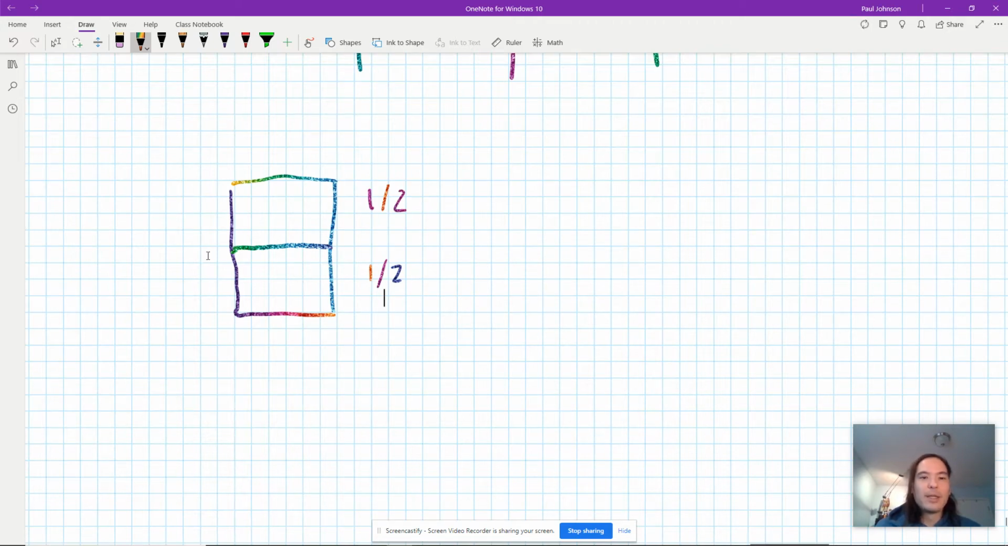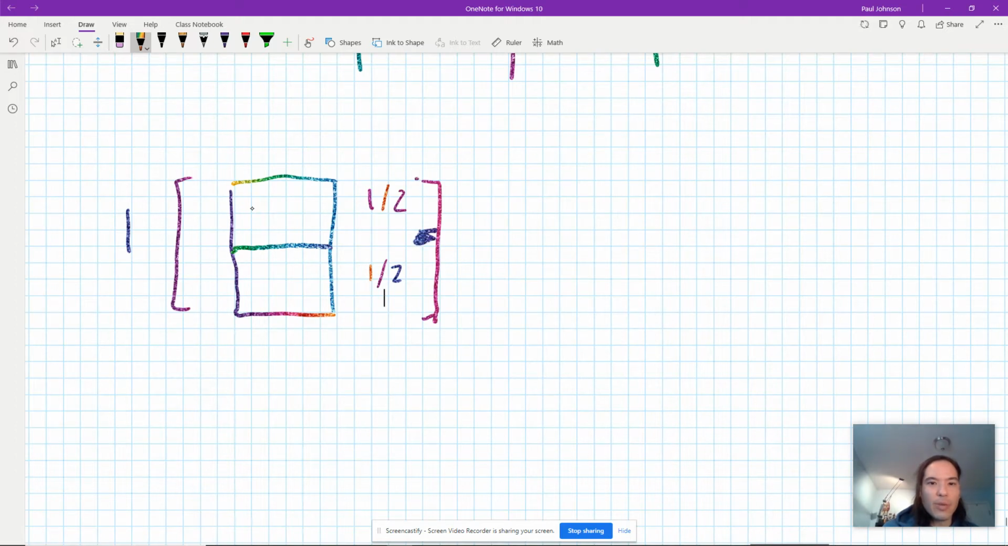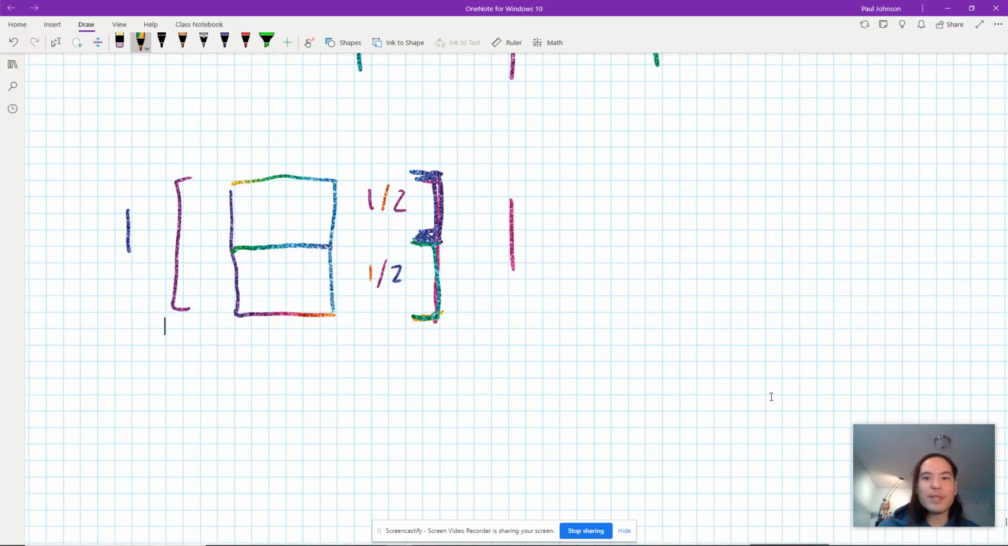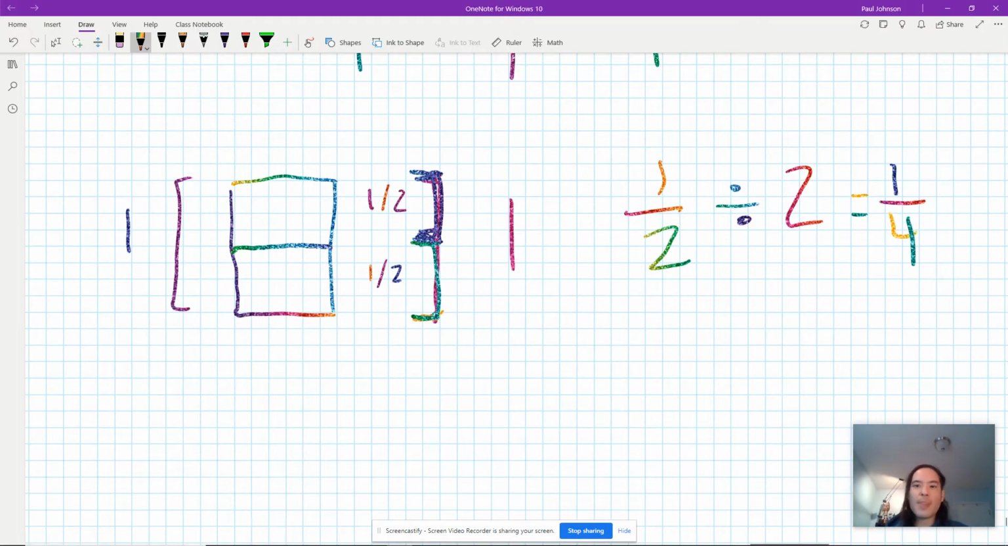All right. This whole thing is one whole, but also this part is 1/2 and this part is 1/2. So if you put half and half together, once again, you get one whole. The problem that they have here is 1/2 divided into two pieces, and they said that equals a 1/4 piece. All right, so let's see what they're talking about here.